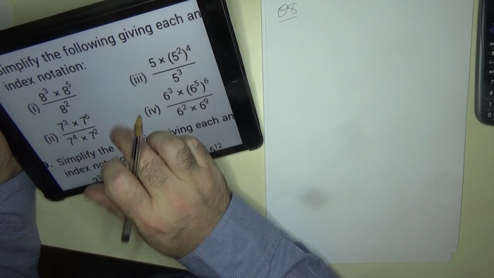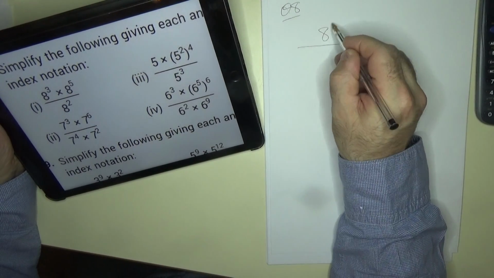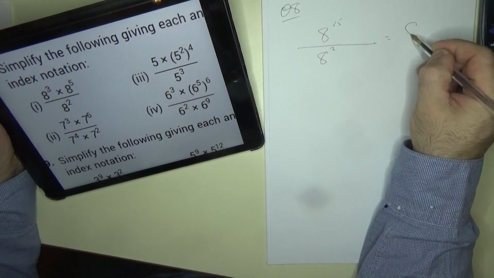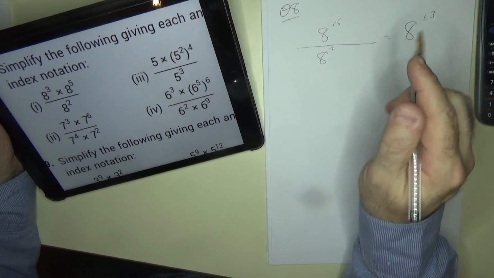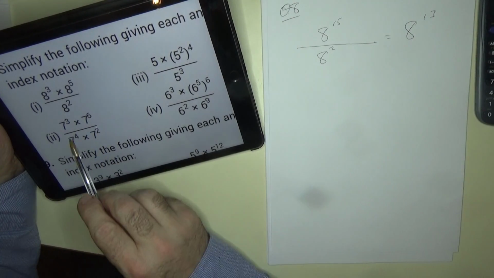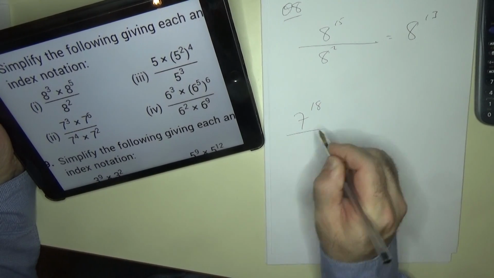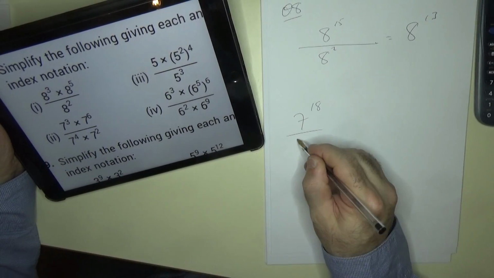Okay, mixed rules. So I'll do the top. 3 5s is 15. The bottom stays alone. And then that's 8 to the 13. Okay, down below, 3 6s is 18. Sorry, up above, and down below as in down below there. And then we've got this is 7.